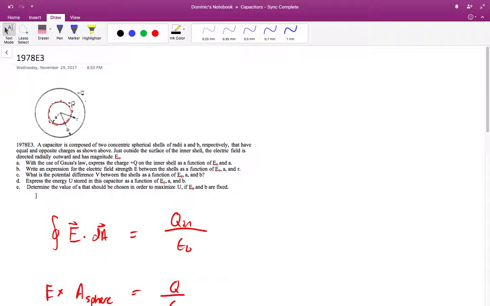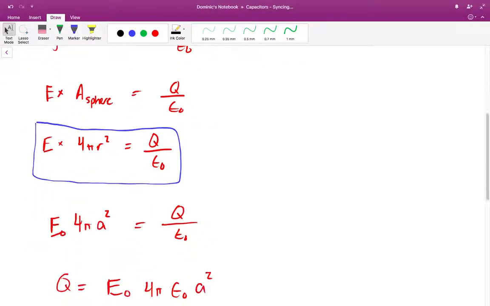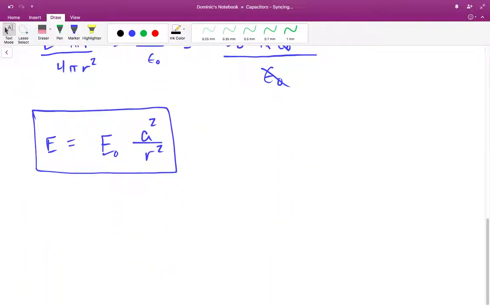Part C, we want to find the potential difference, V, between the shells as a function of E naught, A, and B. Okay, so we're trying to find the potential difference between this point here and this point here. So we want to know what is delta V, so what is V?